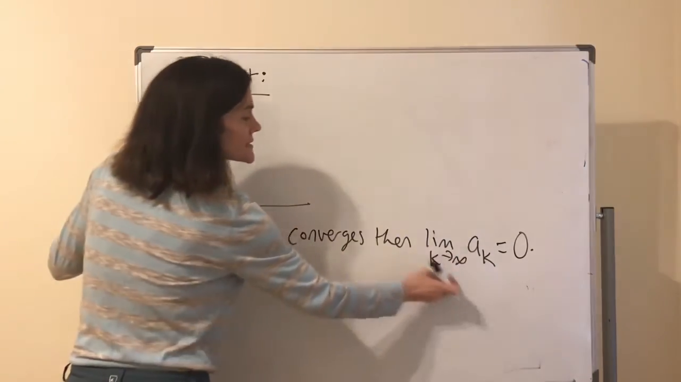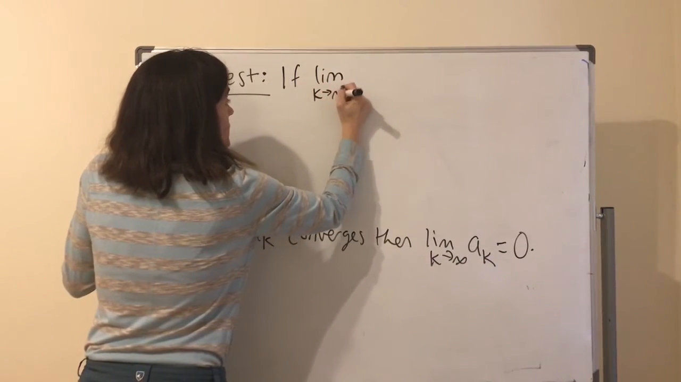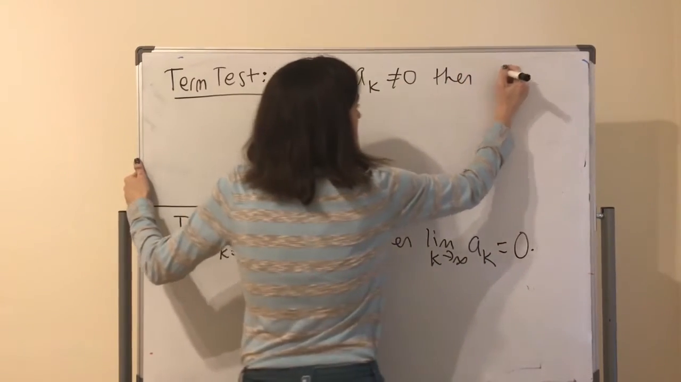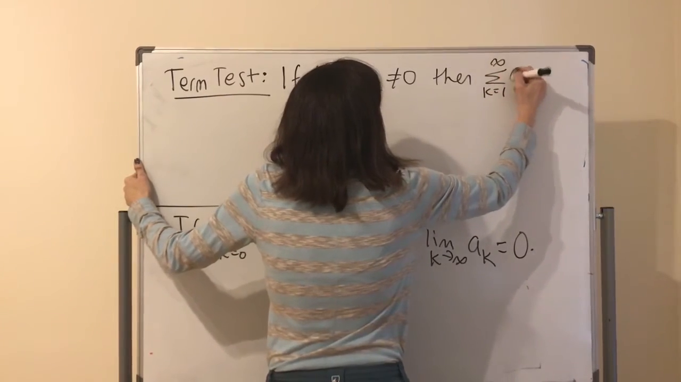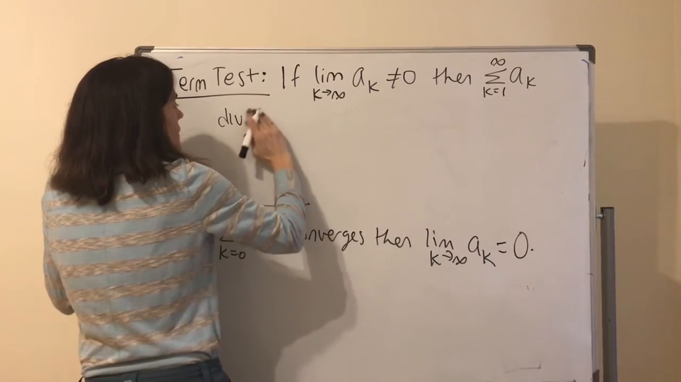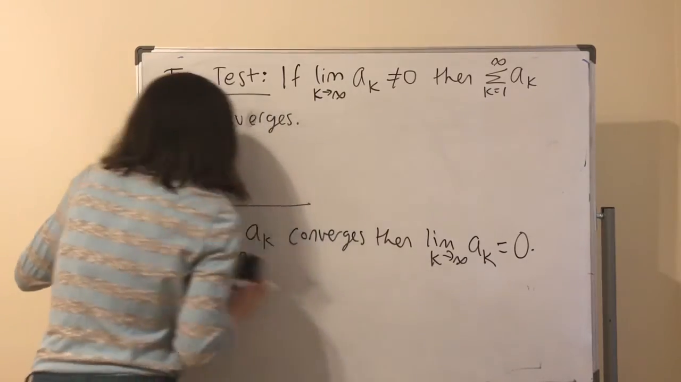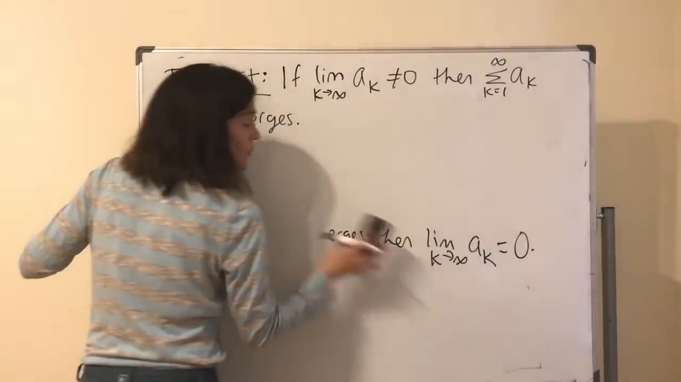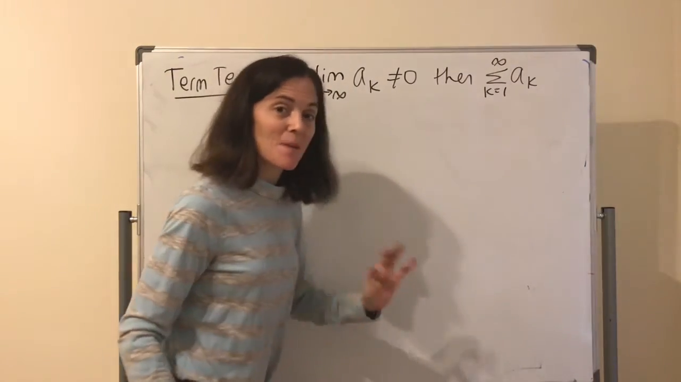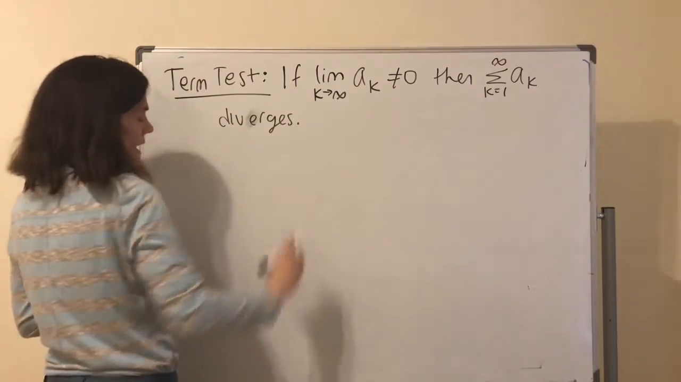The contrapositive, you negate this. It says this: if the limit as k goes to infinity of a_k is not equal to 0, then the series of a_k diverges. And this is called the term test. This is equivalent to what I just said about if you have a series that converges, the terms must go to 0. This says if the terms don't go to 0, you must diverge.